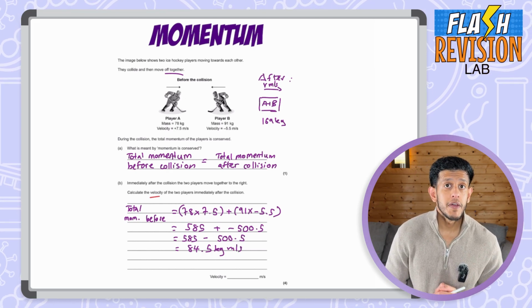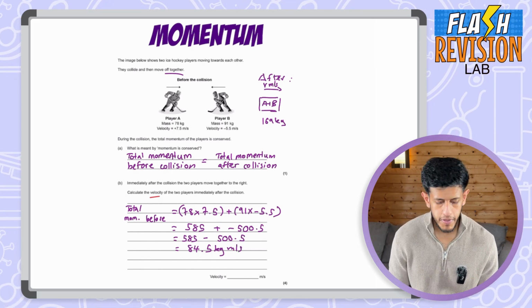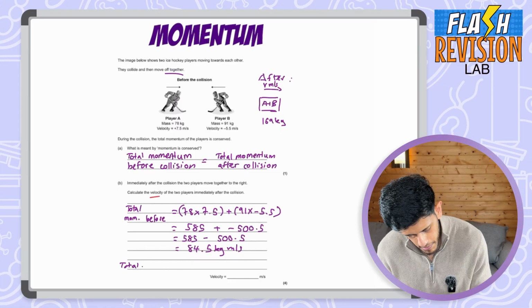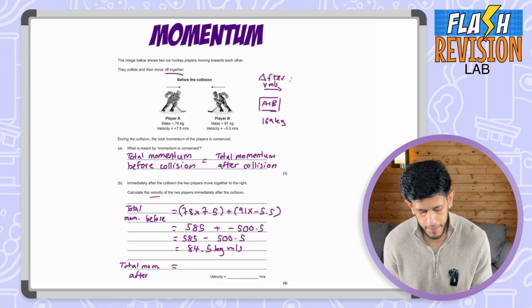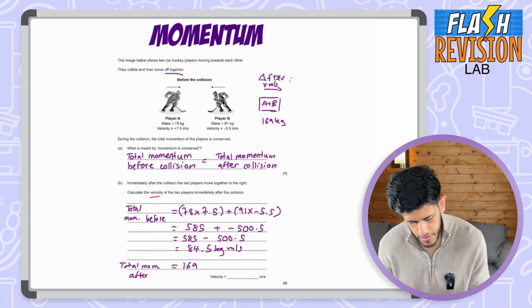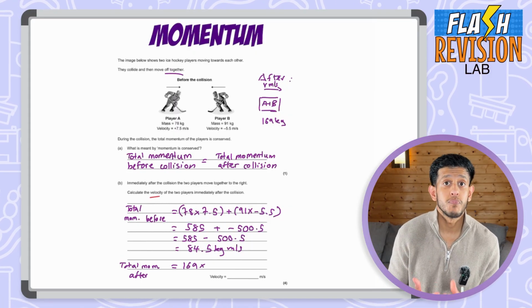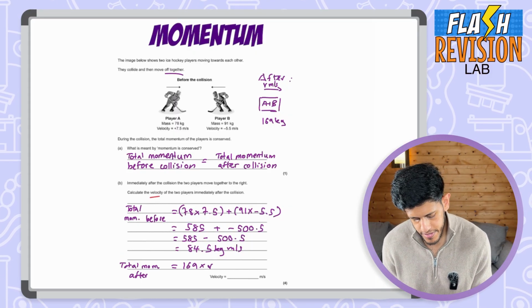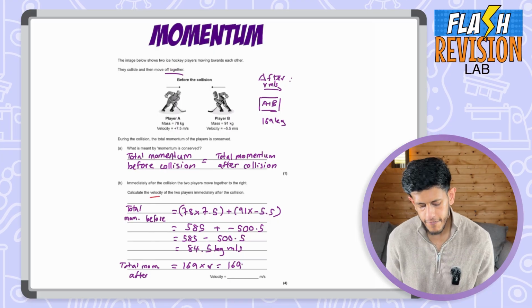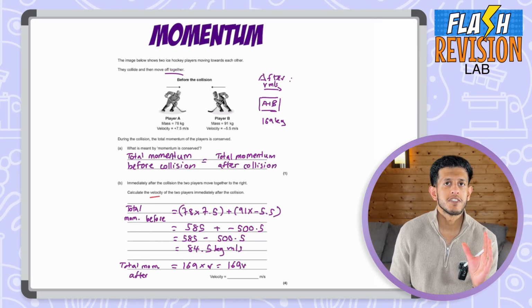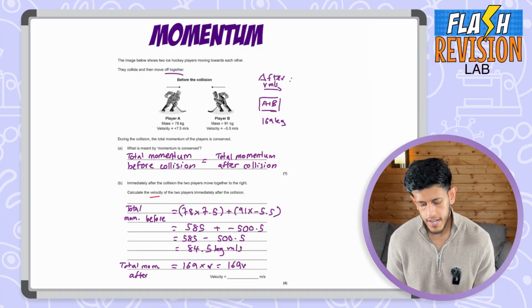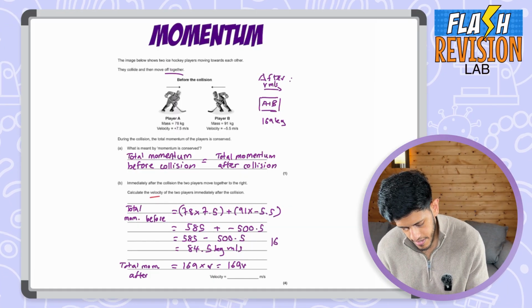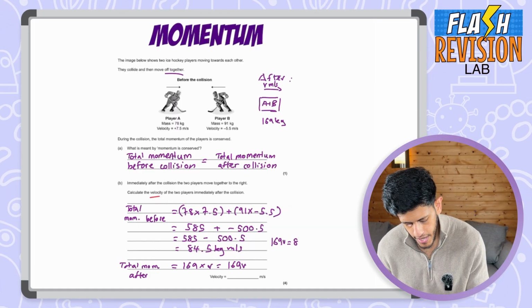Okay, so now we have the momentum before. Let's write an equation for the total momentum after. So total momentum after equals, now the mass, we said it's that combined mass, so 169 kilograms for both of them, multiplied by the velocity we don't know yet, so we call it v. 169 times v is 169v. So that, remember, total momentum before should equal the total momentum after, so we can equal those last two values together. So that's 169v should be equal to 84.5.